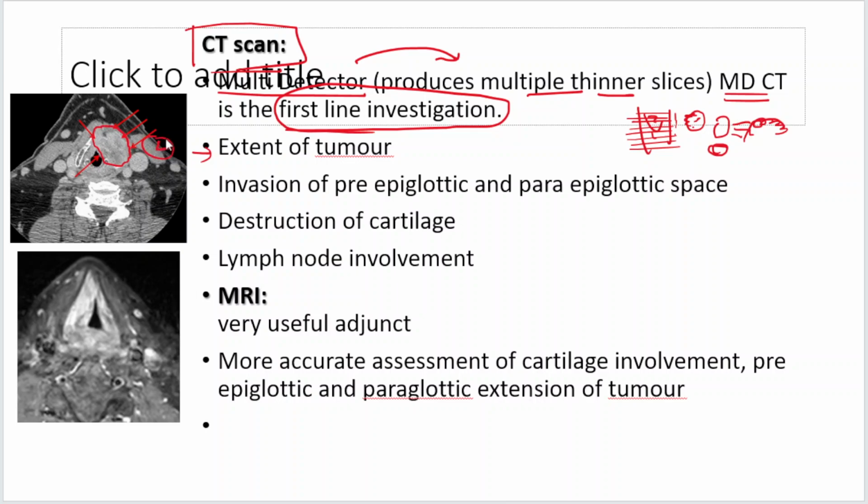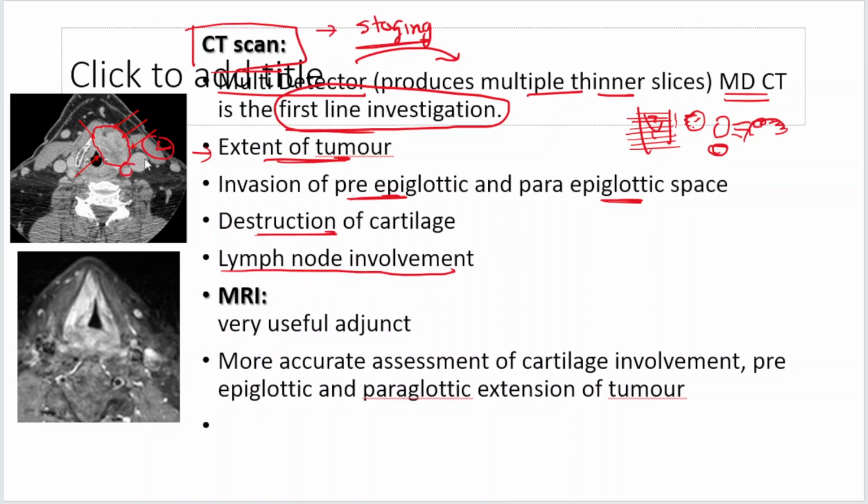The left-sided thyroid cartilage has been totally invaded. Okay, so without a CT scan, you cannot do staging. Just for the staging purpose, CT scan is compulsory. So that will tell you the extent of the lesion, extent of the tumor, whether there is pre-epiglottic and paraglottic space involvement, whether there is any destruction of the cartilage, and also whether there is any lymph node involvement.